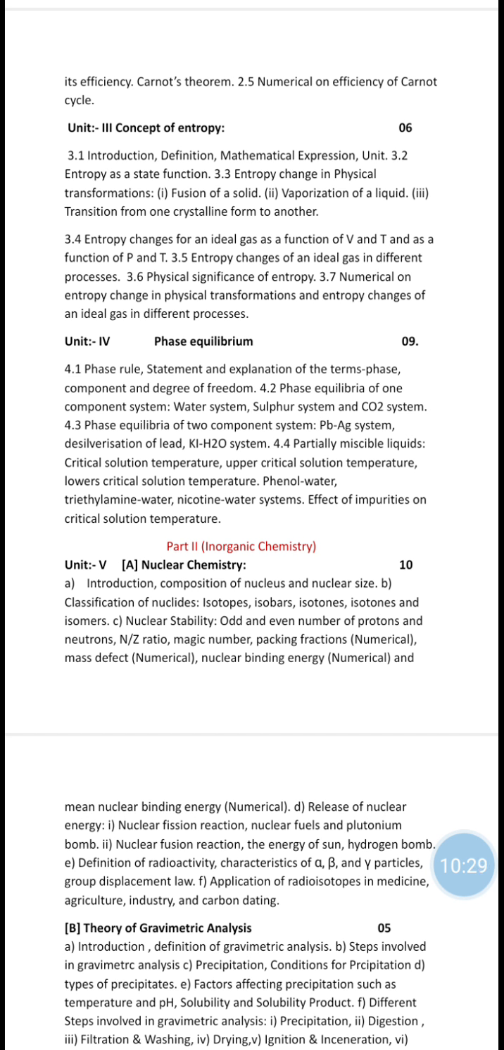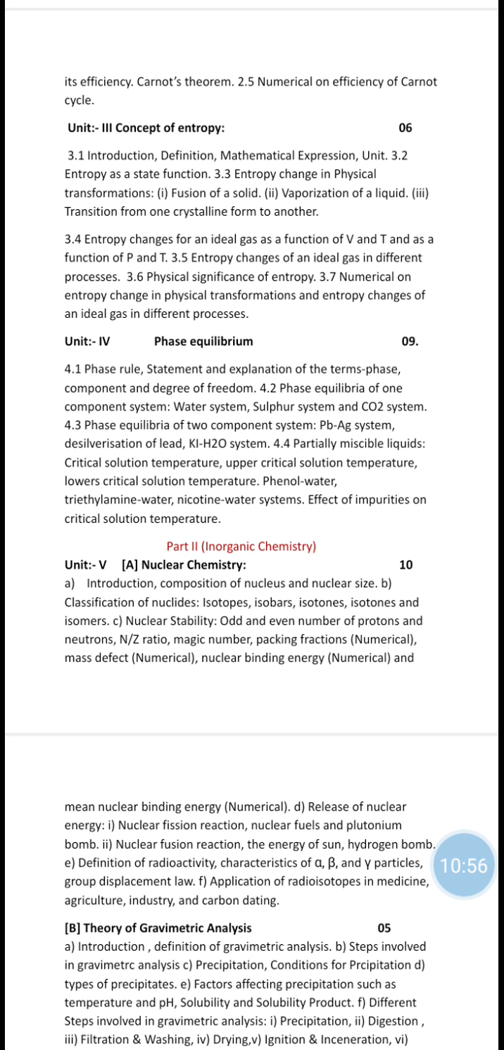The first system is the water system, which is a one component system. Also after that we will see the sulfur system, then the CO2 system. After that we will see the two component systems such as lead-silver system, KI-H2O system, and desilverization of lead, all these.